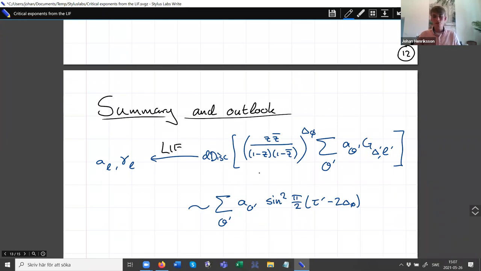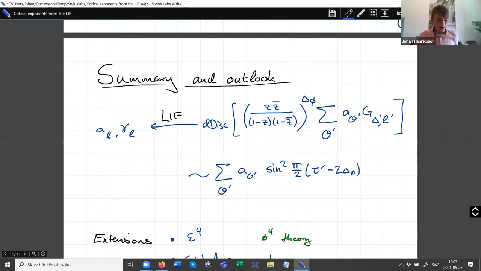Now we have found a strategy for evaluating the double discontinuity, namely as a sum over operators in the cross channel. And the second part describes a way of thinking about what determines the contribution from a particular operator. So it's proportional to its OPE coefficient. And then it has this additional factor, sine squared, which depends on the difference between the twist of the O prime and 2 delta phi. So this gives double zeros, exactly for the double twist operators and another important class of operators.